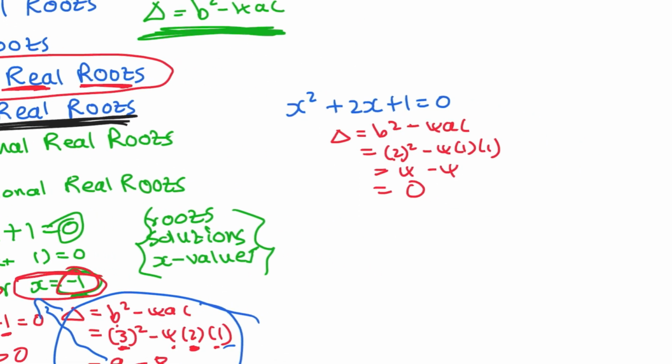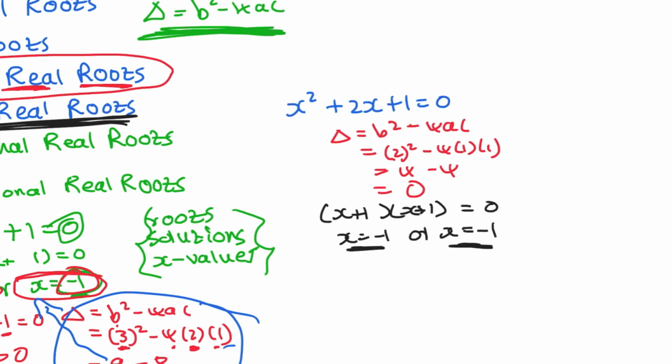So let's go back here. Let's see if I factorize. x plus 1 times x plus 1 equals 0. You see x equals -1 or x equals -1. You see my roots are equal because my delta is exactly 0. Does it make sense? So delta tells you the type of x value you're going to get when you solve for x. Clear, right?